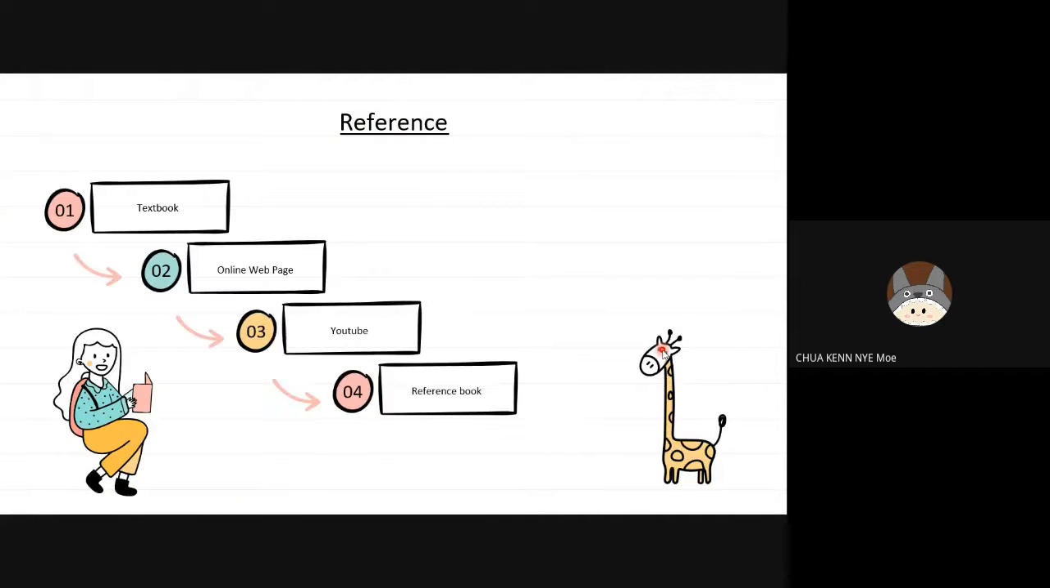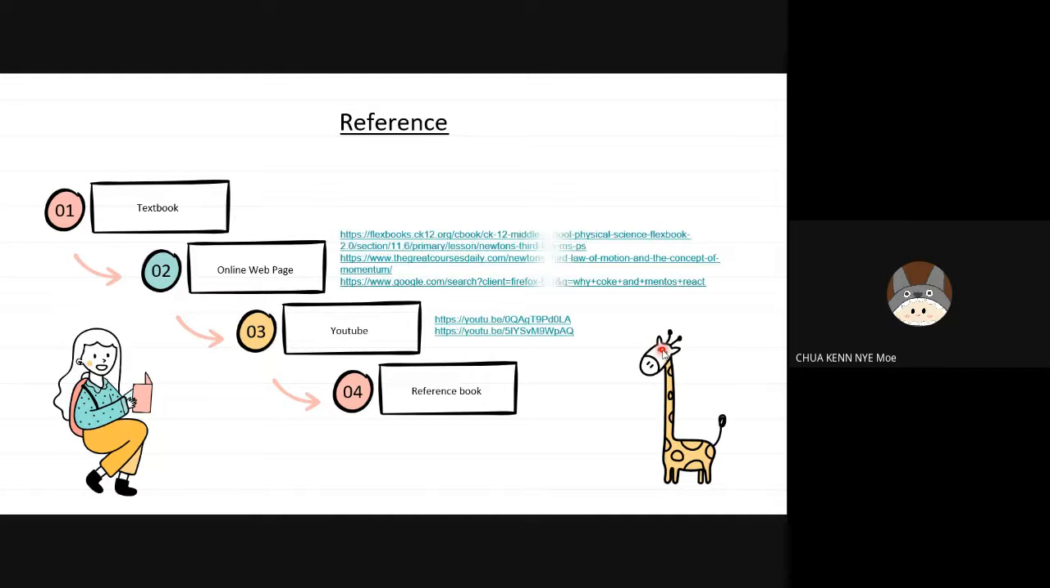And then here are the references I used, which are a textbook, an online web page, YouTube, and a reference book.